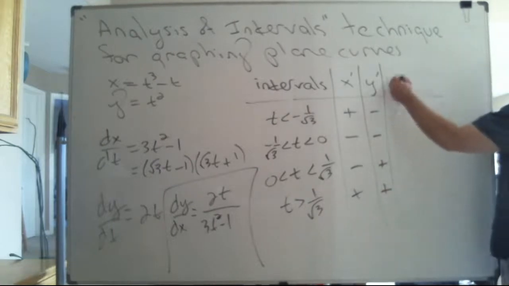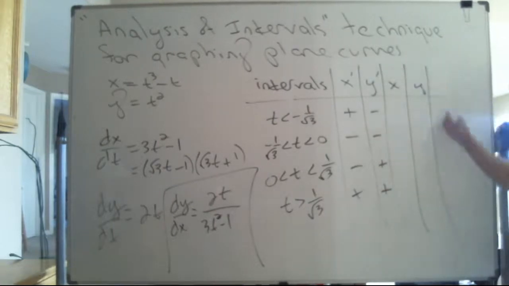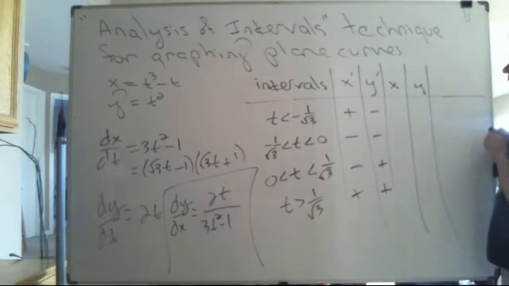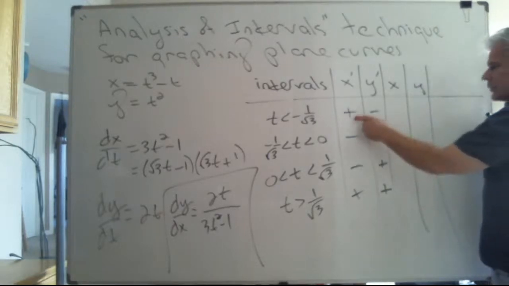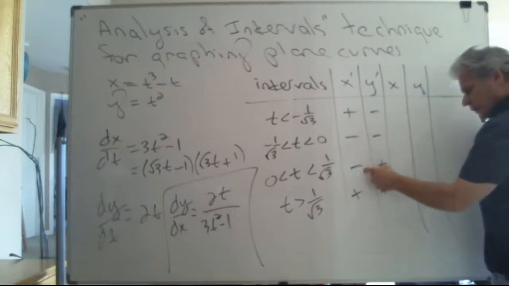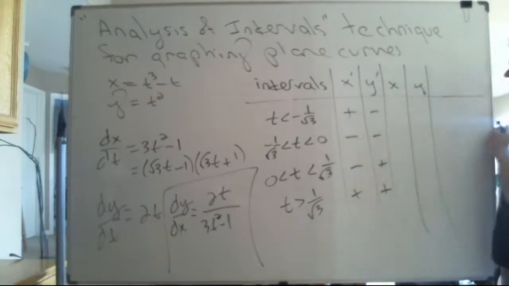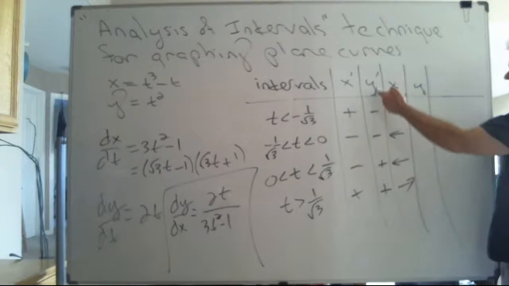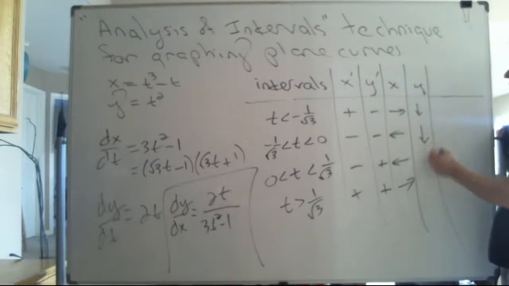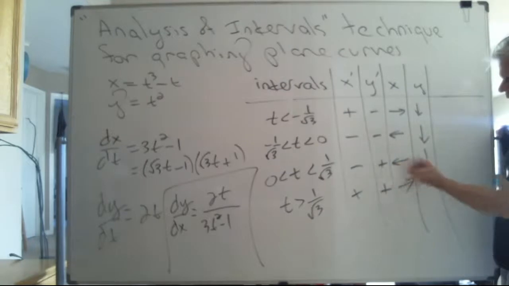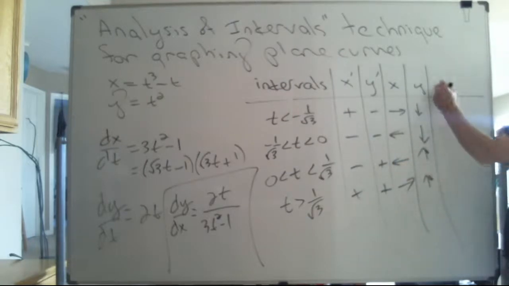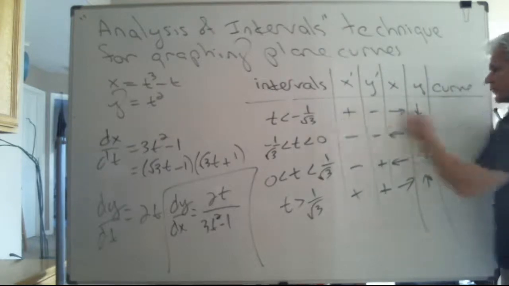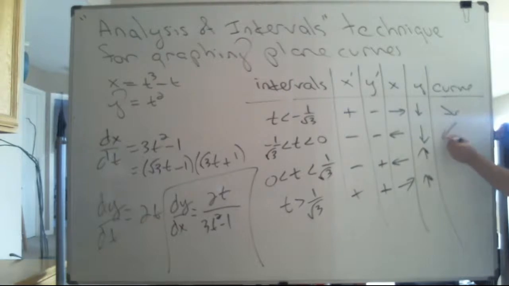But what this says about x and y is the following. It says that x is increasing over this interval, decreasing over this interval, and increasing over this one. Does that mean it moves to the right, then to the left, and then to the right? Whereas when you look at the signs for y prime, it tells me going down, then going up, and then going up. And what this means for the curve is that I'm moving in a rightwardly downward direction over the first interval, then in this direction, then in that direction, and then in that direction.